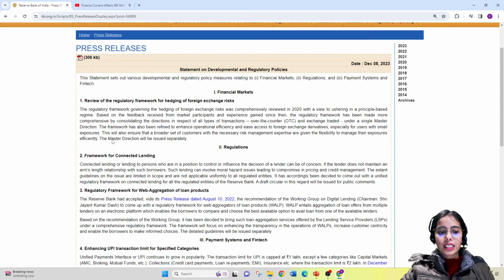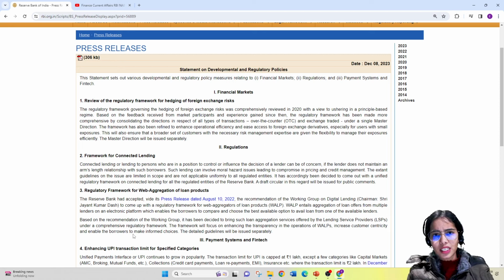So in these three headings, very limited information is provided here and detailed guidelines will be released separately. So we have to wait for the released guidelines, because in that, the in-depth understanding will be provided to you of what is the change that has actually happened. Okay, so in this regard, we know that in the coming 2-3 months, the detailed guidelines will be released. So for now you can just go through it.